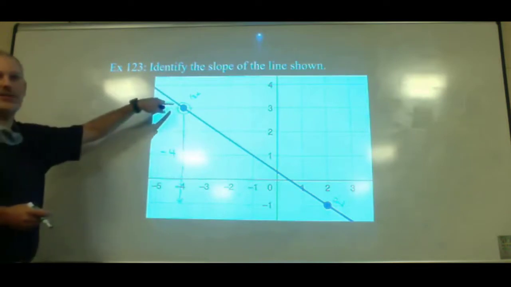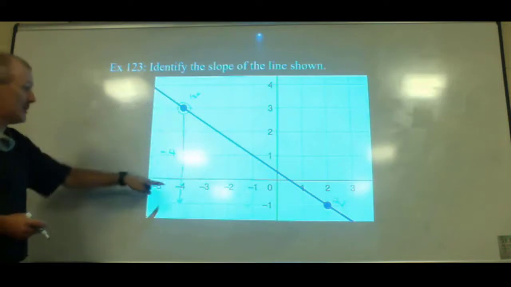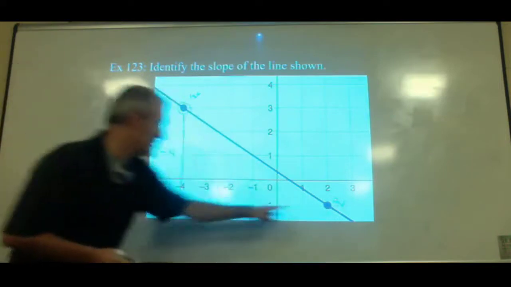Don't count the dot as the first point. Were you thinking it should be 5? I stopped at the line. Oh, you stopped here. Yeah, we got to get down to this point, so we want to go down 4.